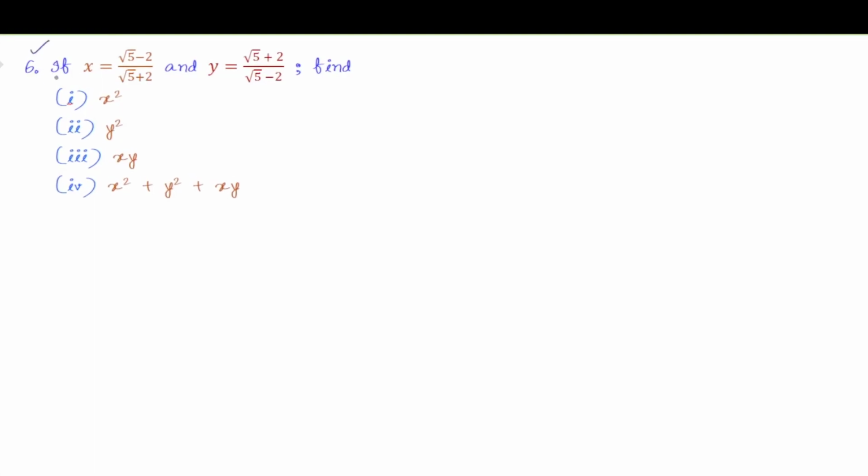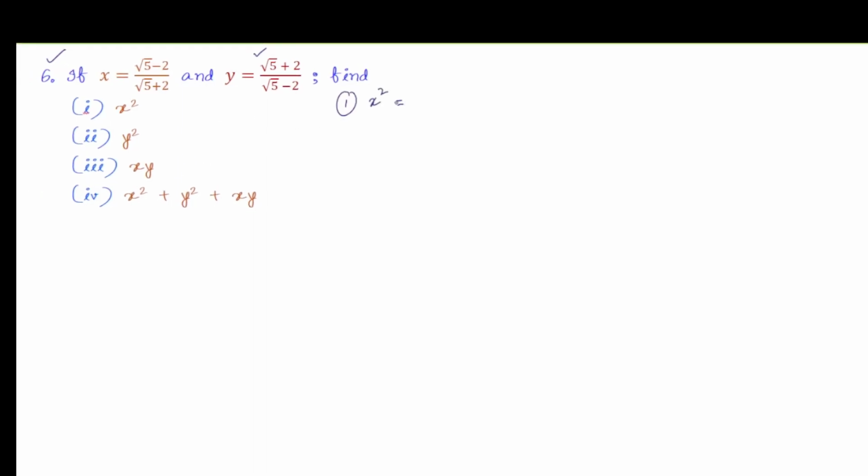Question number 6. If x is equal to (root 5 minus 2) divided by (root 5 plus 2) and y is equal to this much, then find number 1, x square, y square, number 3, xy, and number 4, x square plus y square plus xy.